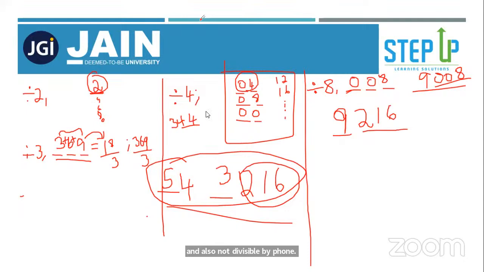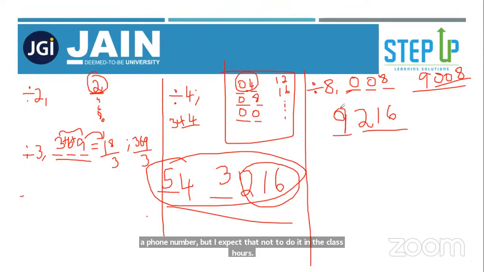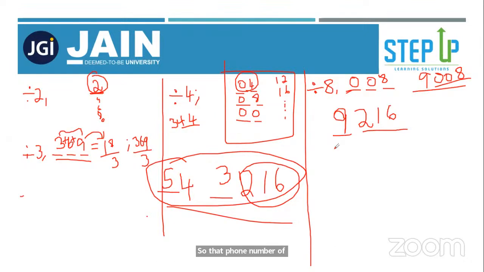It's a phone number, but I expect that not to be done in the class hours. So that phone number of his, only the number is divisible by 2. It's not even divisible by 3, 4, and 8. I hope you remember the divisibility rule better from now. Okay.